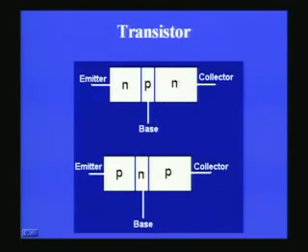So these are 2 different types of transistors that you come across, and there are 3 terminals, you can see they are designated there. One is called the emitter, the middle one is called the base, and the last one is called the collector. So you can have 2 different types of transistors.